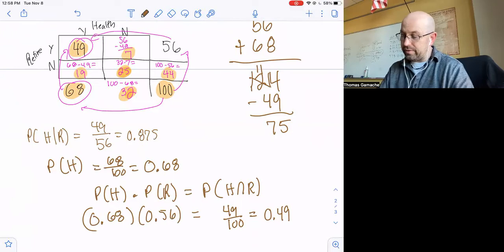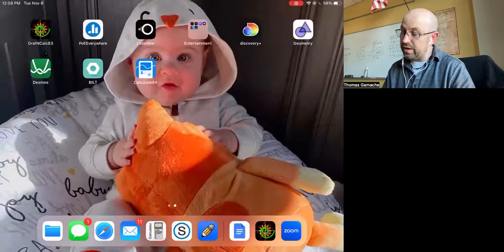Let's see what happens. 0.68 times 0.56, which I've already done. I got 0.38, oh, 8, which does not equal 49%. If they are independent, the probability of them happening at the same time would be the same as multiplying the probability of one times the probability of the other. So I've just proven they aren't independent.